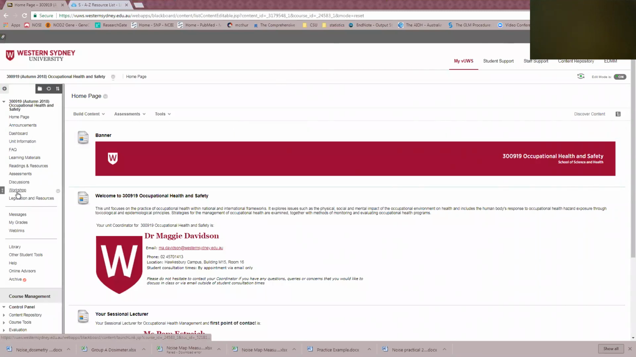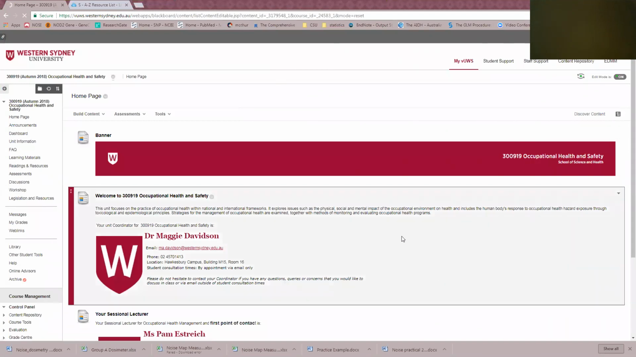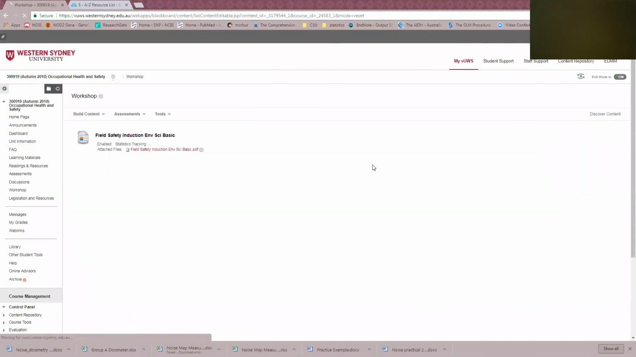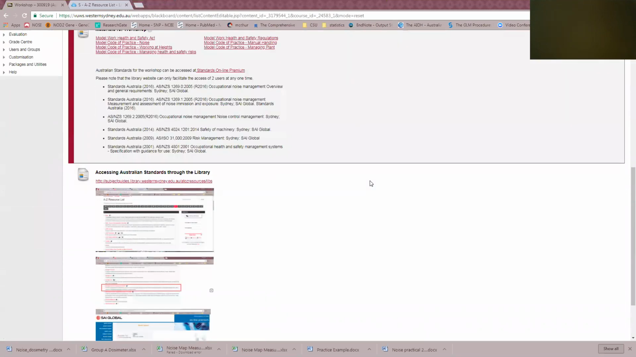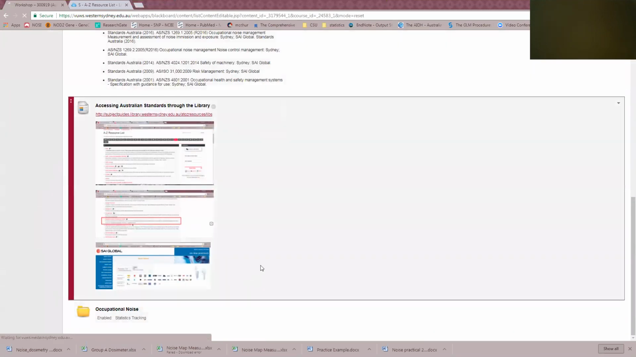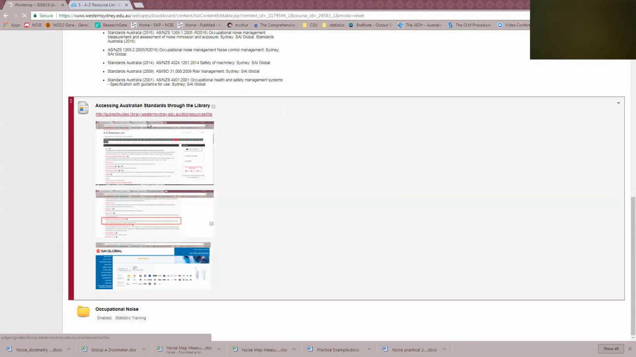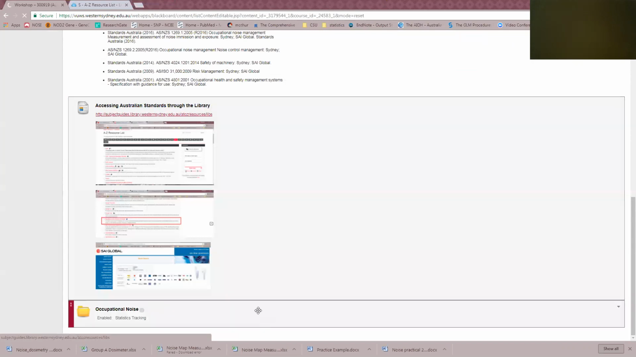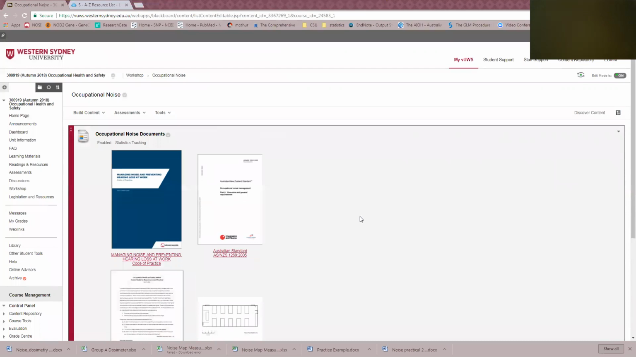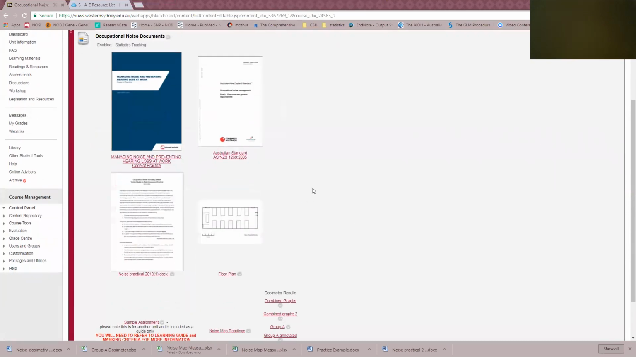To find the information, come in here to the workshop, allow some time for my computer to catch up, and then we're going to scroll right to the bottom. All the information you need is right here once it appears. And don't forget, we've got the little guide for accessing Australian standards too, because you will need the Australian Standard 1269 as part of this report. You might want to read it as a refresher as to how you went about the monitoring and why you might have done particular steps in the order that you did.